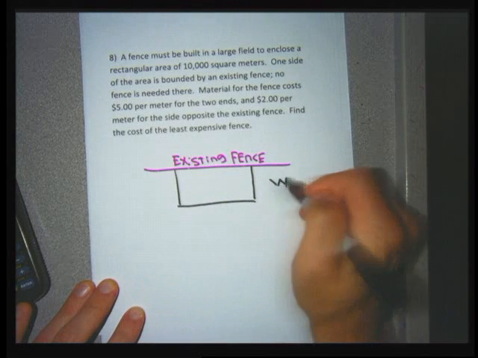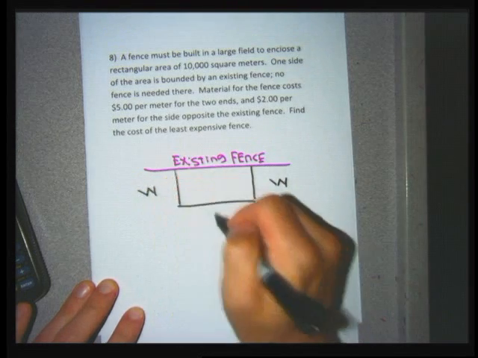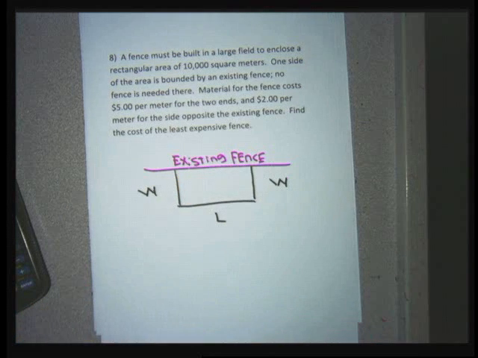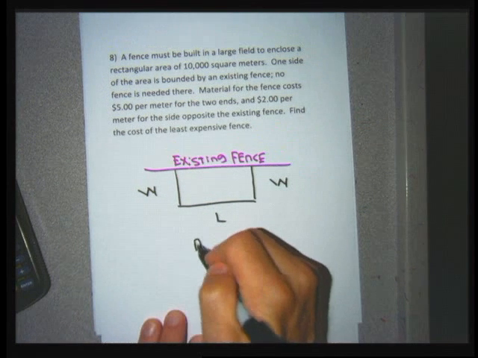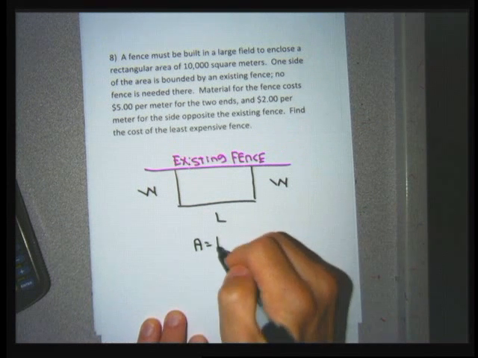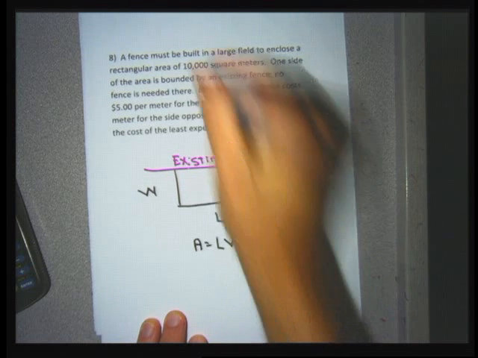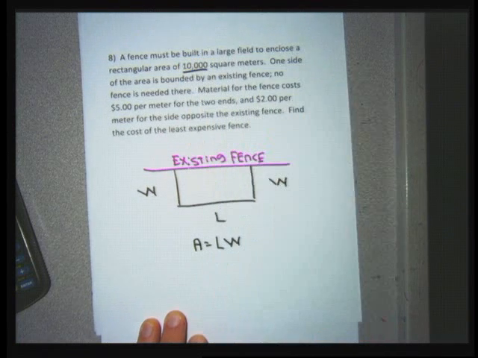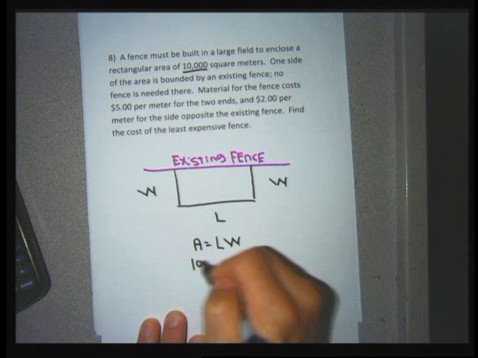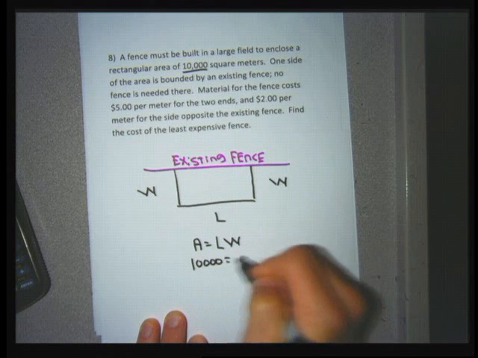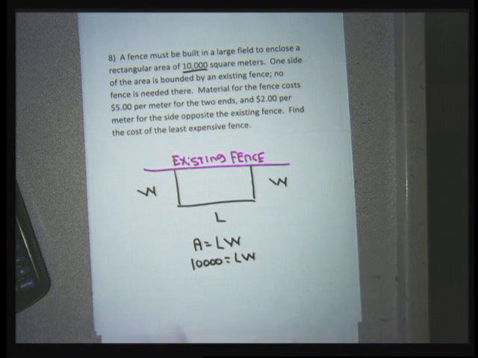I'm going to call again 2 of the sides widths, 1 of the sides length. And I know the area that I need to enclose. The area of this region is just length times width. And I know the area that I need to enclose is 10,000 square meters. So I'm going to make the equation 10,000 equals the length times the width. My goal is to minimize cost. So I need to come up with a cost equation.